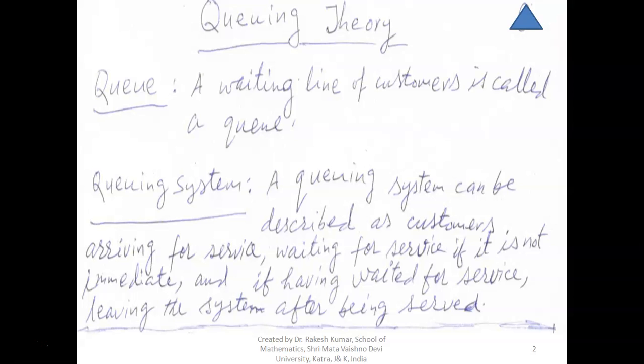But the study of queuing theory is totally based on a queuing system. Once a queuing system is defined, appropriate mathematical or stochastic models can be made, and we can predict the behavior of the system to the maximum possible accuracy. What is a queuing system? A queuing system can be described as customers arriving for service, waiting for service if it is not immediate, and, having waited, leaving the system after being served.